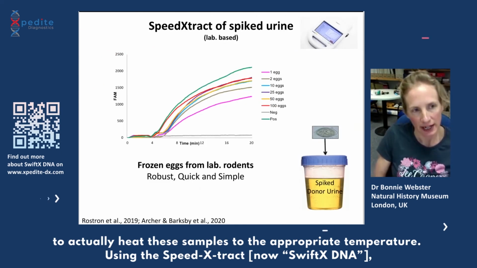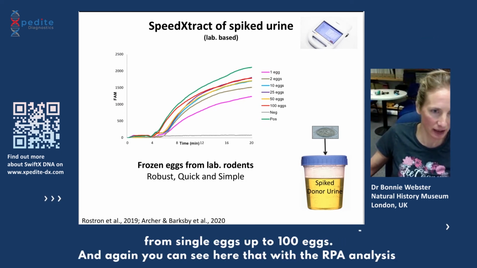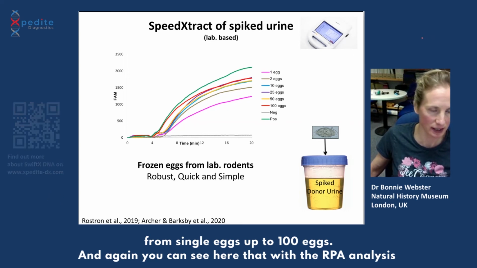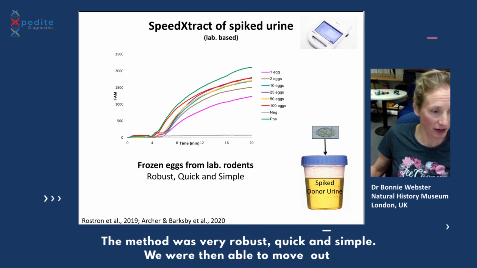Using the SpeedXtract, we did some very nice spiking experiments in our lab where we were extracting DNA from single eggs up to 100 eggs. And again, you can see here that with the RPA analysis, our limit of detection of a single egg within a spiked urine sample was very, very effective. And the method was very robust, quick, and simple.